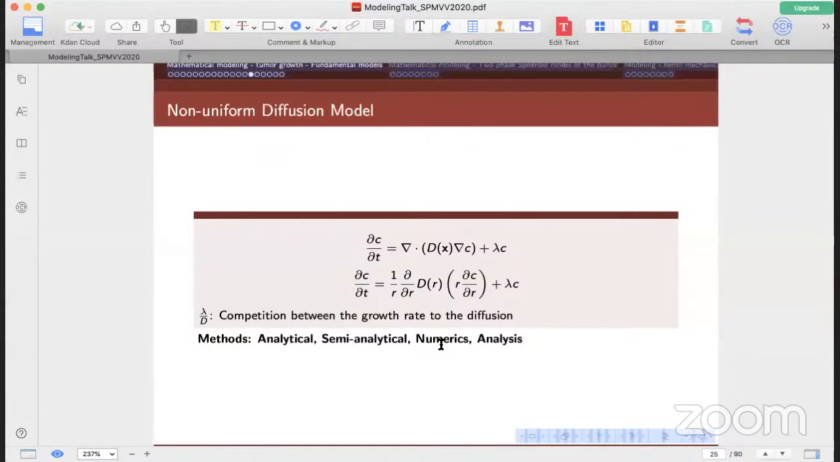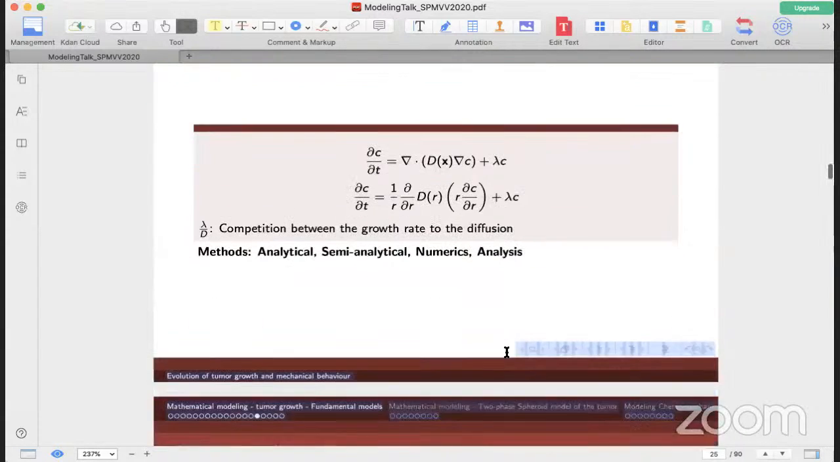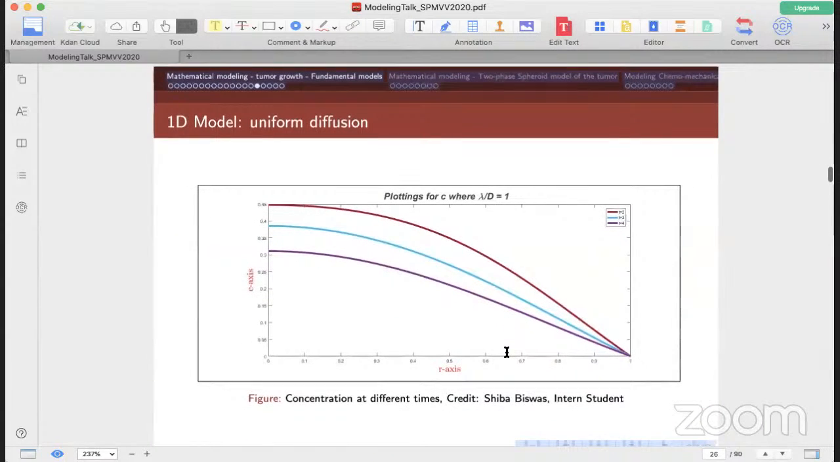There are established analytical, semi-analytical, and numerical methods to solve this type of equation, and rigorous mathematical analysis to discuss existence, uniqueness, etc. is also possible. Okay. So now in the 1D model, one of my master's students had done this. It's very easy to plot.